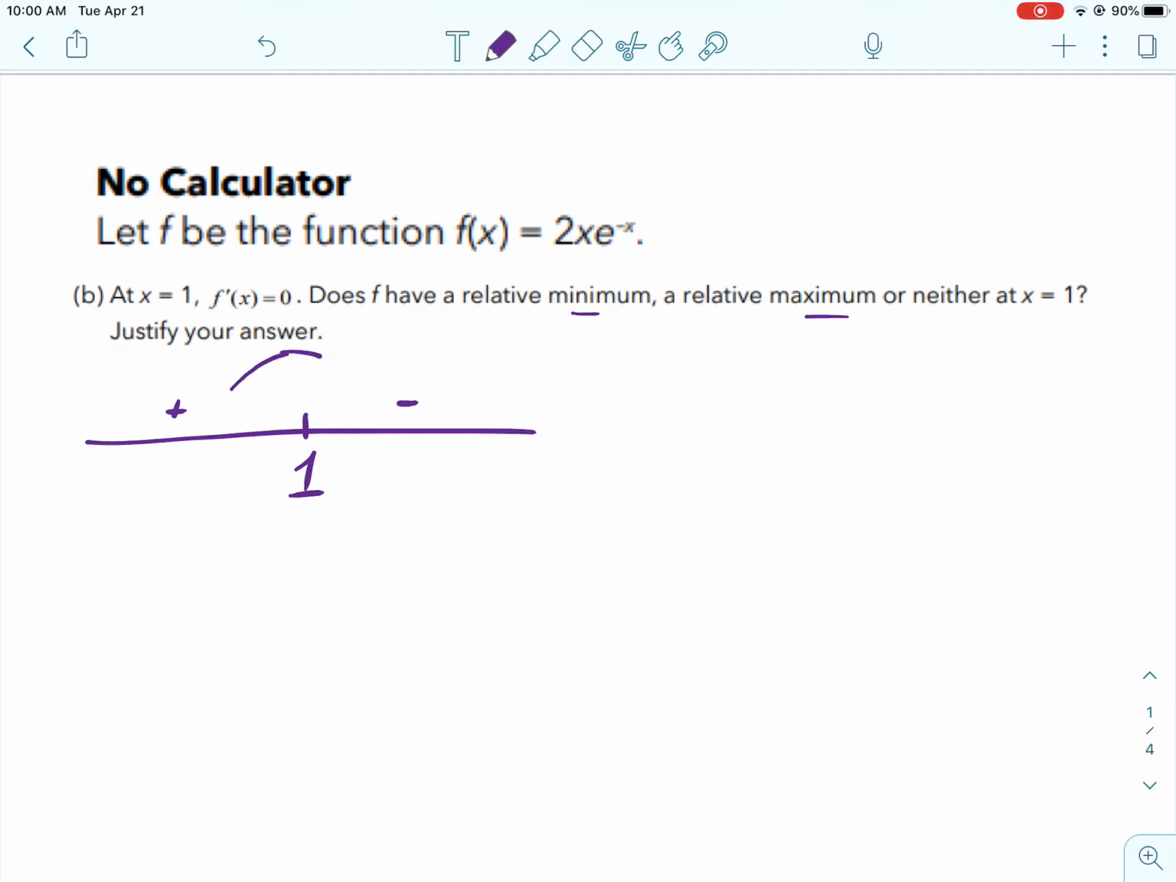All right, so for C, does the graph of f have a point of inflection at x equals 2, and we need to give a reason. So to find points of inflection, we need the second derivative. So I'm just going to write down the first derivative real quick.